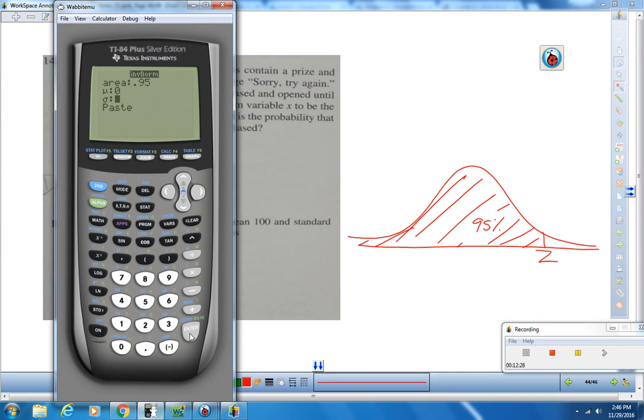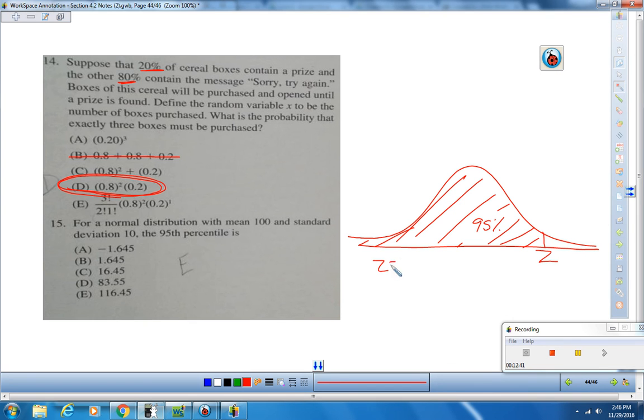And it gives us our z-score, which in this case is 1.645. So z is equal to 1.645. So now we work out our equation. Z is equal to x minus mu over sigma. So 1.645 is equal to x minus the mean, which is 100, over the standard deviation, which is 10, which makes that calculation really easy. Multiply by 10, add 100. Answer is E.